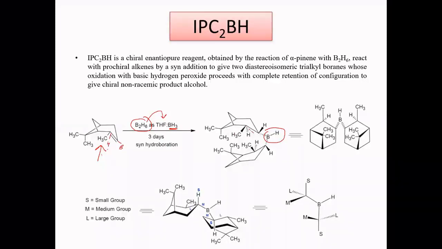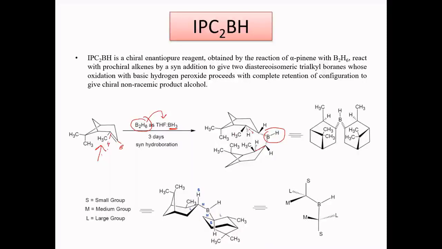Check this. This double bond has become single bond and the boron is added. Similarly, there is one more molecule of alpha pinene which is consumed, and there also we can see this double bond has become single bond. So this is syn addition. On the same side, the addition takes place. And this syn addition is going to give me the formation of a diastereomeric trialkyl borane.